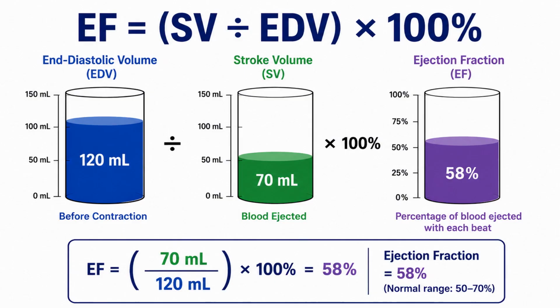Okay, let's return to the previous calculation that we used to calculate stroke volume. Here you can see that the ventricle fills with 120 milliliters, giving us the end-diastolic volume, and ejects 70 milliliters during systole, which is the stroke volume. Dividing 70 by 120 and multiplying by 100 gives an ejection fraction of approximately 58%, which falls within the normal range of about 50 to 70%.